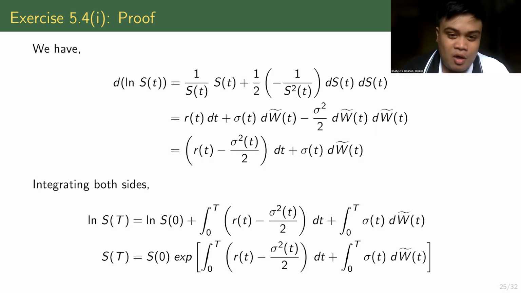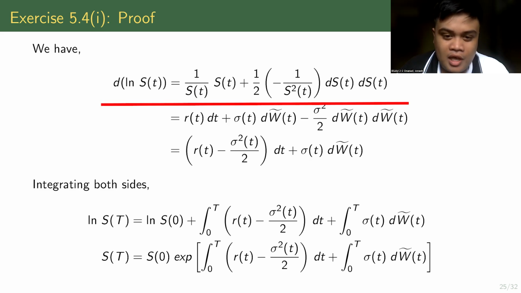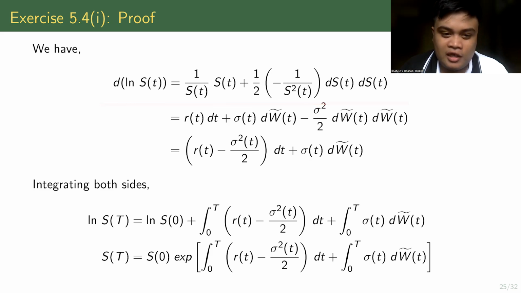Applying the Ito's lemma, we have the derivative of the natural logarithm of S of t is equal to 1 over S of t with respect to S of t plus 1 half times negative 1 over S squared of t with respect to S of t.